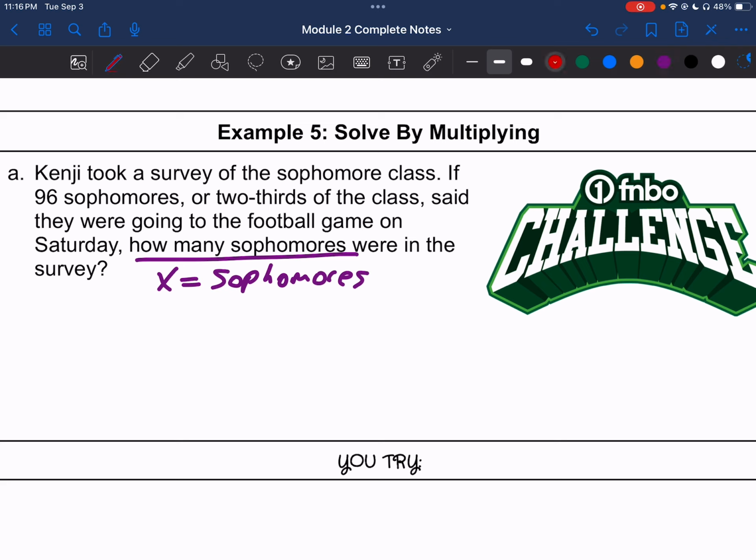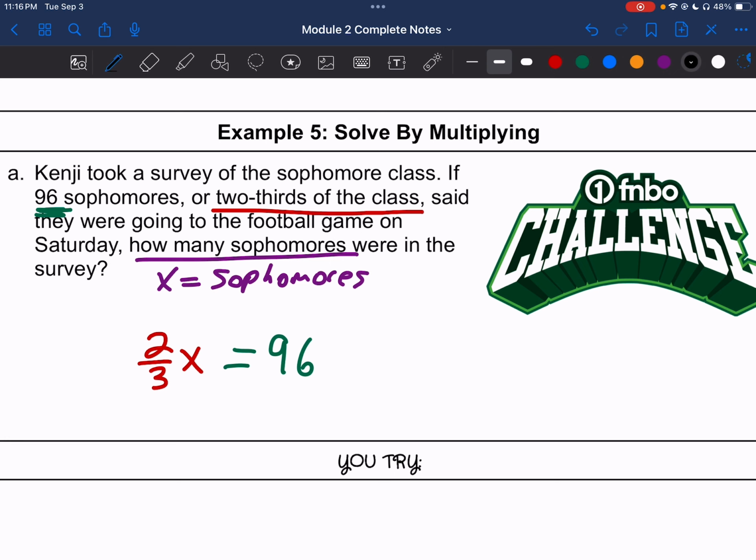And I know that 2/3 of the class said they were going to the football game. So 2/3 times the number of sophomores is going to the football game. And that 2/3 equals 96. So 2/3 of the entire class is 96.